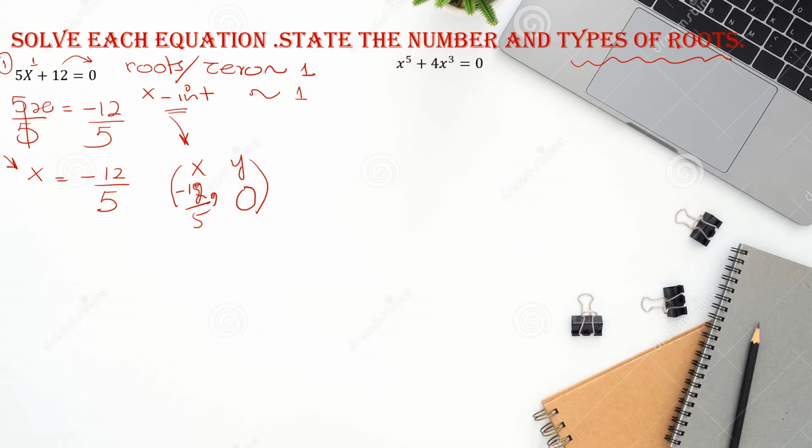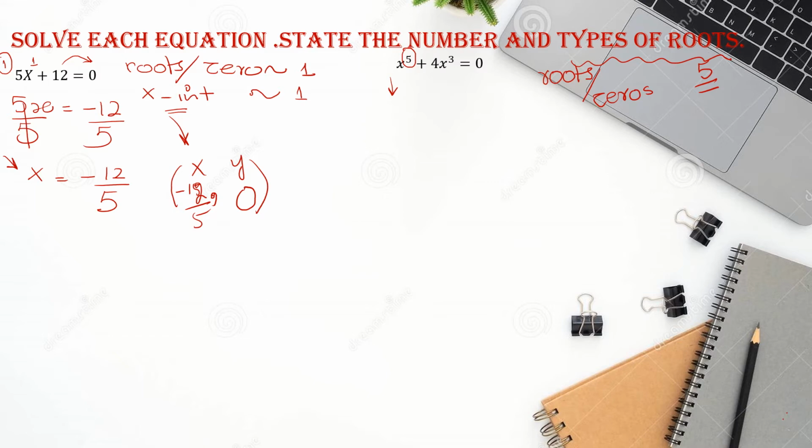Let's solve another kind of question. Here, x to the power 5 plus 4x cubed. Look, here the highest degree is 5. So how many roots will you have? You will have 5 roots. Roots or zeros, you will have 5. It means you need 5 answers. So let's see what we will do.